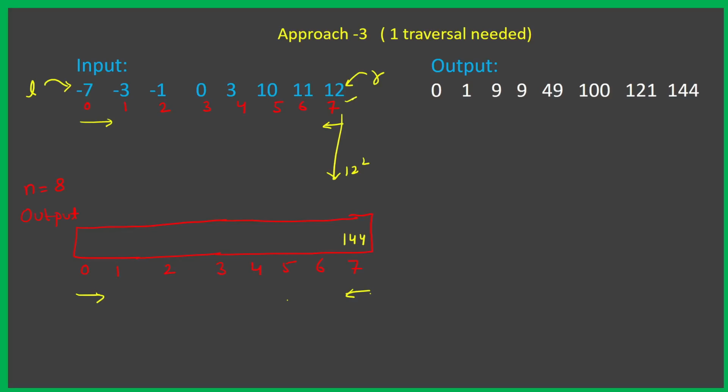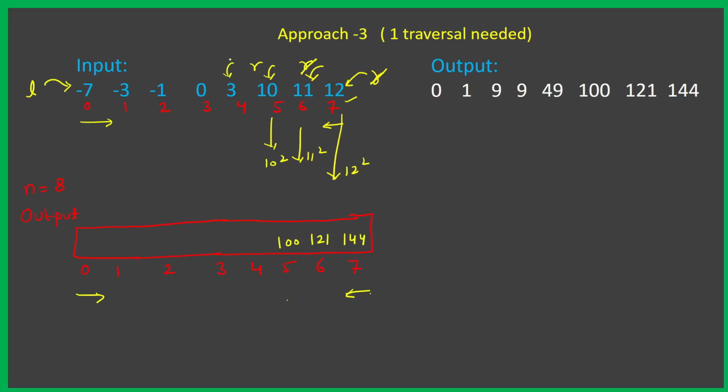Now this element is done, so I will decrement right. My right will come to the 6th place. Again I will compare whichever element is greater. Out of -7 and 11, the absolute value of -7 is 7, which is not greater than 11. 11 is greater, so the square of 11 is 121, and I store it here. Again moving to this part, now this absolute value with this 10. This 10 is greater, so the square of 10 will be 100.